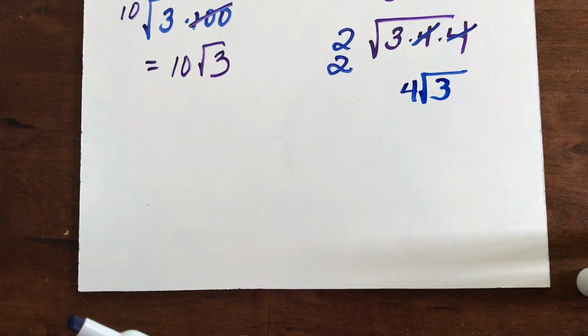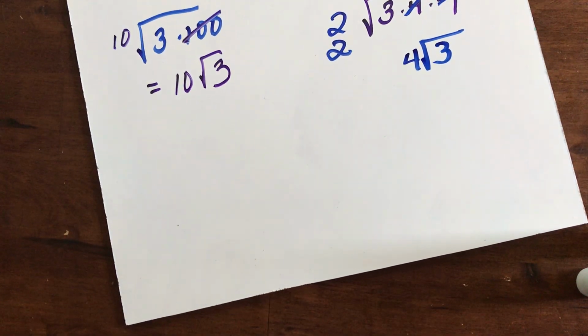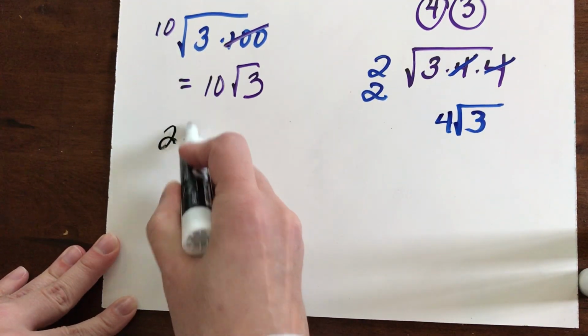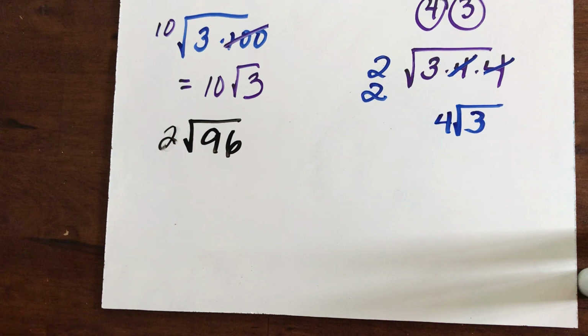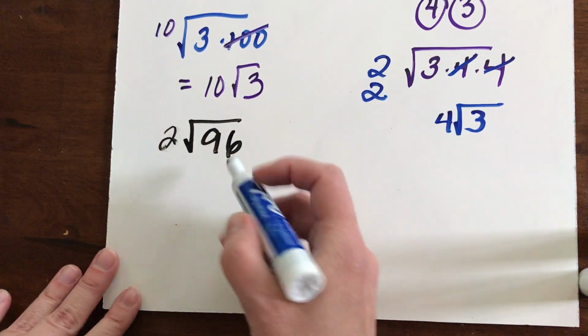All right, let's see if we can do another one in here. Now, what if we had, black marker, sorry. What if I had 2 times the radical of 96? You're not going to hear it say square root anymore, because that's not a perfect square. So let's start off with 2 factors that can go into 96.